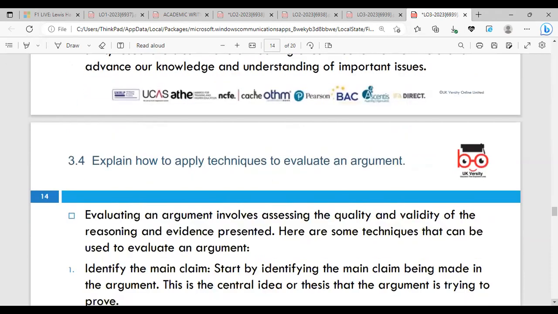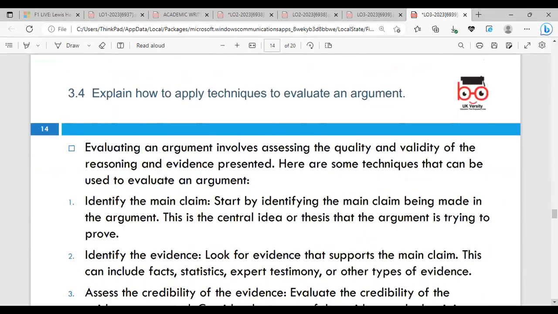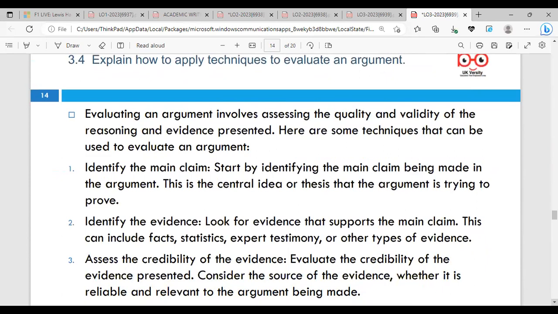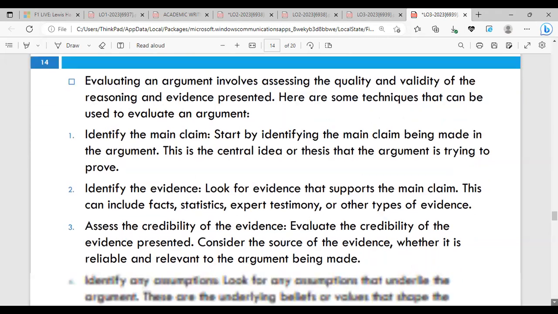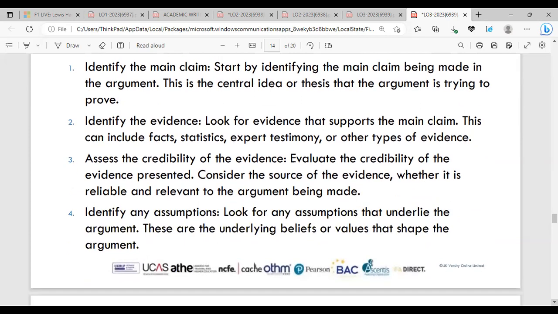That's what we need to think about. Explain how we can apply evaluate argument. Evaluating an argument involves assessing the quality and validity of the reasoning and evidence, and there are some techniques that can be used. First, identify the main claim. We might say people like it if the price drops. On what basis are we saying people like the things: the quality, or the referral scheme? So we can test the statement, evaluate the argument in light of various sources, and check the primary data as well.